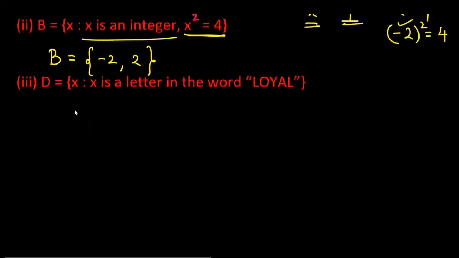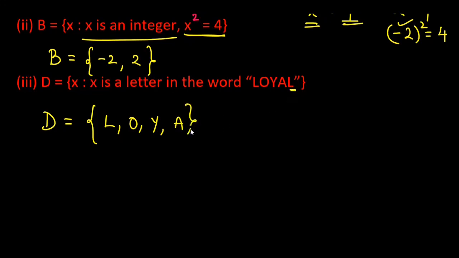Now the third one, D is equal to the set of all x such that x is a letter in the word loyal. So D is equal to the letters in the word loyal. Loyal, we have L, O, Y, A, and L is repeated. We need not write L again. So D is equal to L, O, Y, A.